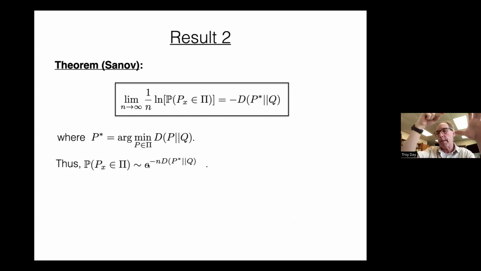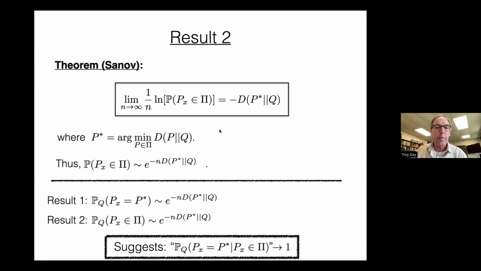You might think I'd need to compute the probability of all the possibilities in that subset, and if they were independent or mutually exclusive, add them up. But it turns out there's one distribution within that subset that completely dominates that probability. It's the distribution that's as close as possible within that subset to the distribution Q that I'm sampling from. So it doesn't matter what all the other things in pi are. It's just that one thing that completely dominates that probability.